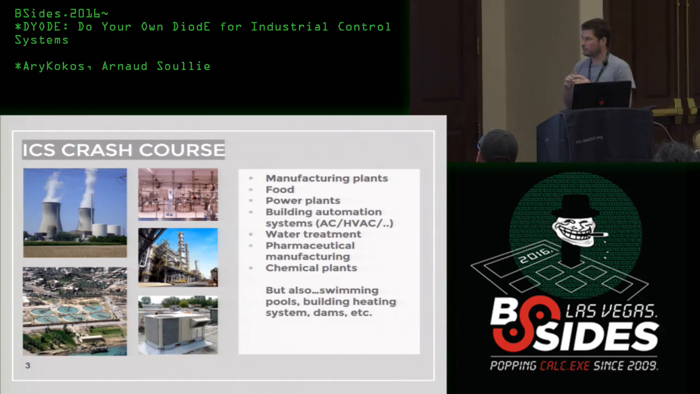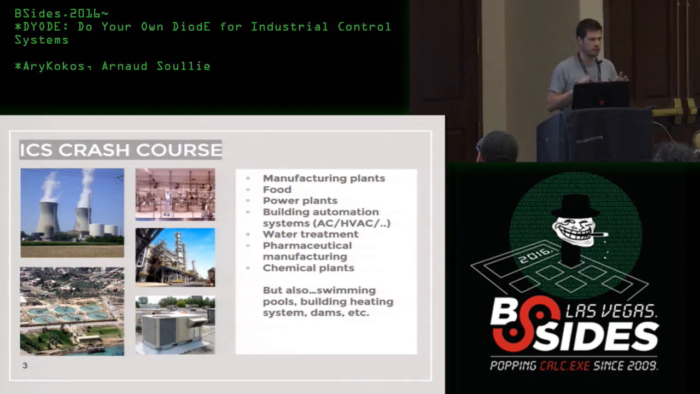Okay, so we're going to start with what I would call an ICS crash course. The idea is just to give you the required knowledge to understand what is an ICS. So let's start. Where can we find ICS? So it stands for Industrial Control Systems. So these are the, let's say, the systems that help people create stuff in the manufacturing plants, in power plants, in building automation, water treatment, also in the pharmaceutical industry.